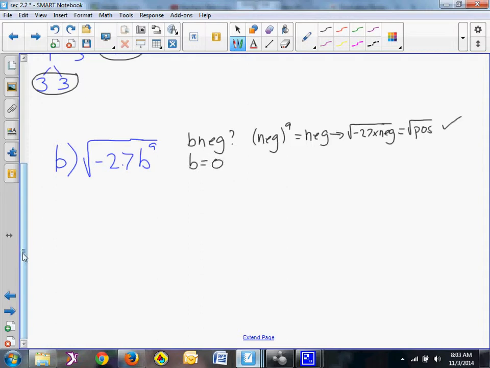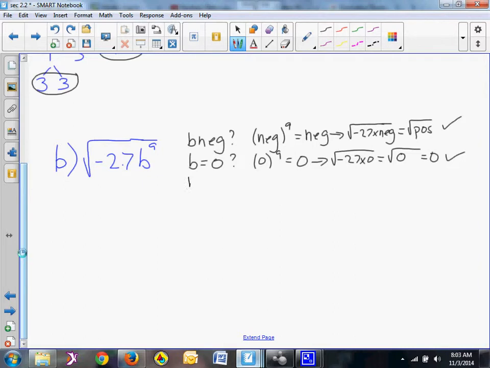Can b equal 0? If I take 0 to the power of 9, it's 0. If I take negative 27 and multiply it by 0, I get 0. Can I take the square root of 0? Yes, it's just 0. So yes, b can be 0.